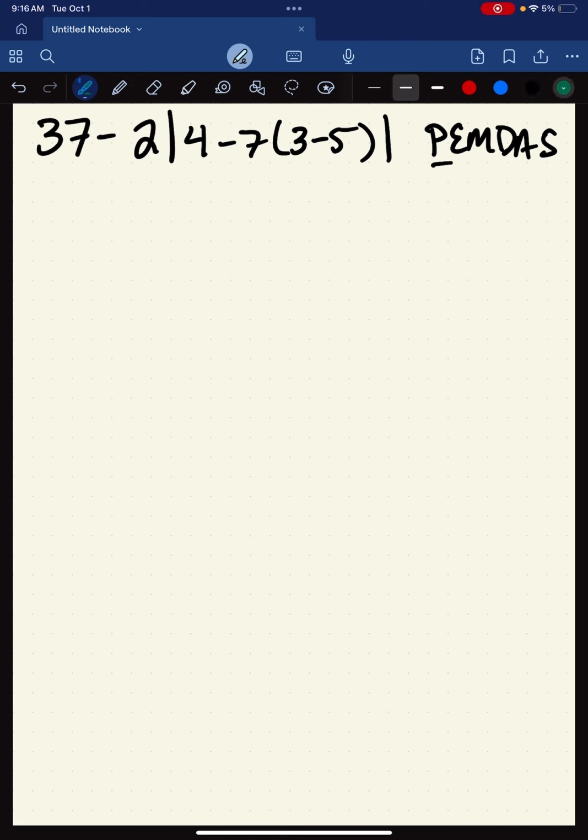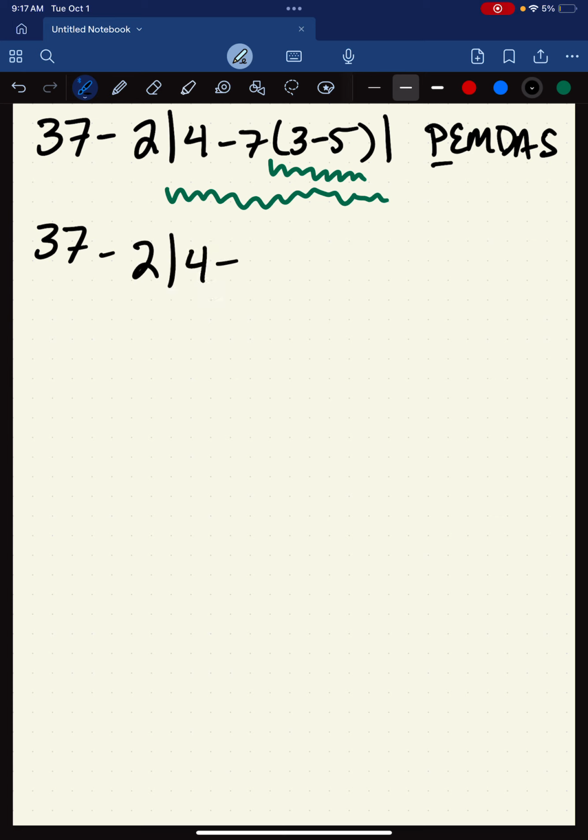and I'll underline those. Here's set number 1, and then here's set number 2. Note that set number 1 is inside of set number 2, so we're going to do it first. We do the innermost parentheses first. So 37 minus 2 times the absolute value of 4 minus 7. 3 minus 5, negative 2.